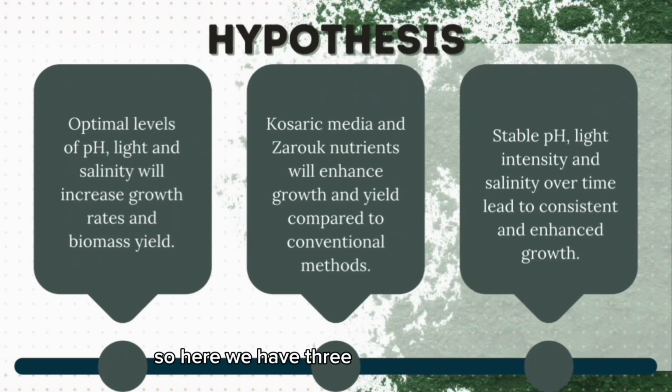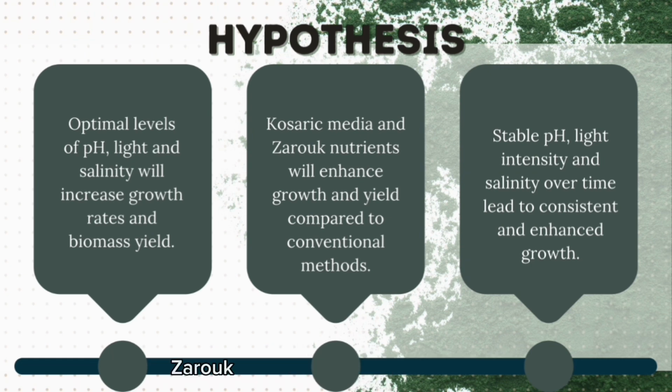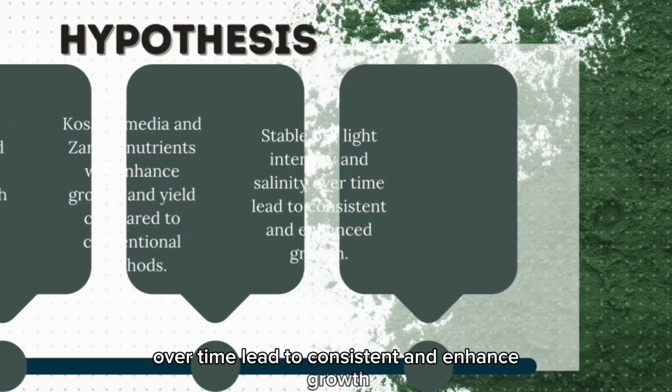So here we have 3 hypotheses based on the objectives. Number 1 is optimal levels of pH, light and salinity will increase growth rate and biomass yield. Number 2 is Zarrouk media and syrup nutrients will enhance growth and yield compared to the conventional method. The last one is stable pH, light intensity and salinity over time lead to consistent and enhanced growth.